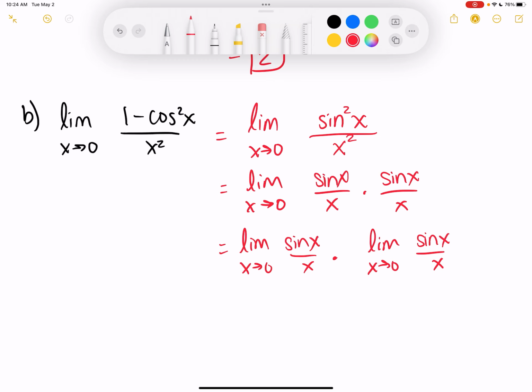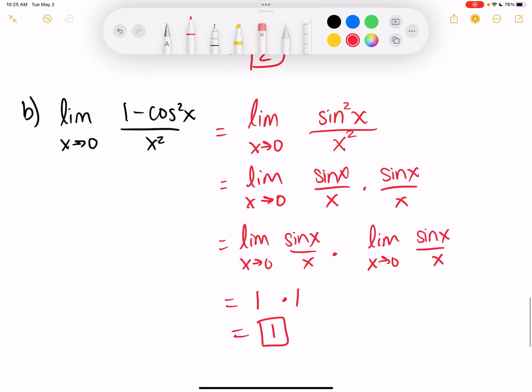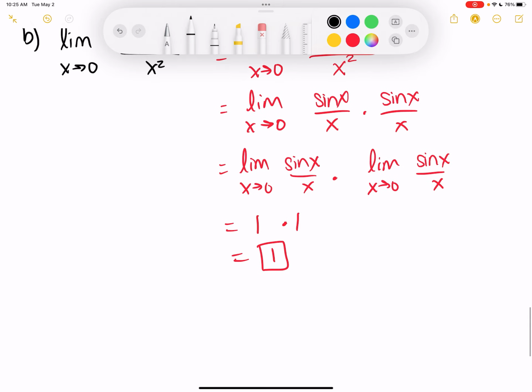So what is this limit? What's sine x over x? 1 times 1 equals 1. That's why I say that knowing that one limit in particular is very important. Like I knew it was 1, but it still said 0.